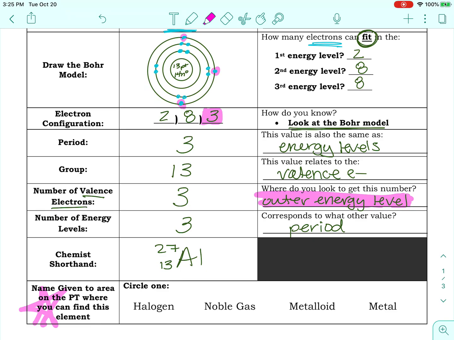Aluminum is not a metalloid, it's not a noble gas, and it's not a halogen. Aluminum is just a metal. It doesn't really have any other special designation. It's just a metal. When you take the quiz, this page will be on paper, and you will not get to use your periodic table for this page.